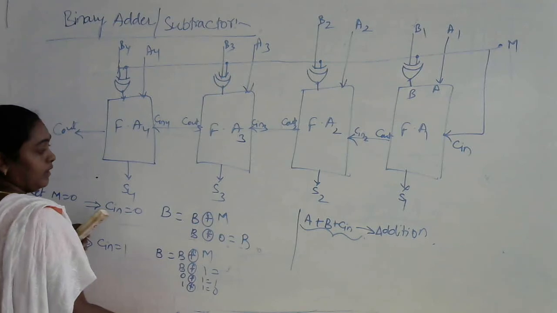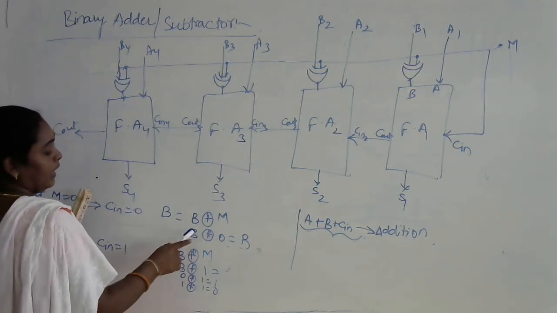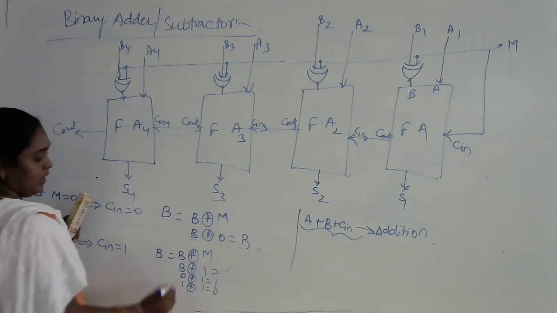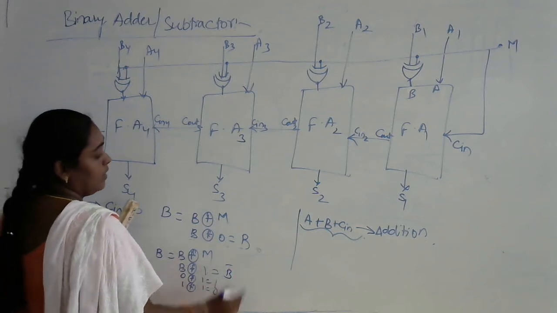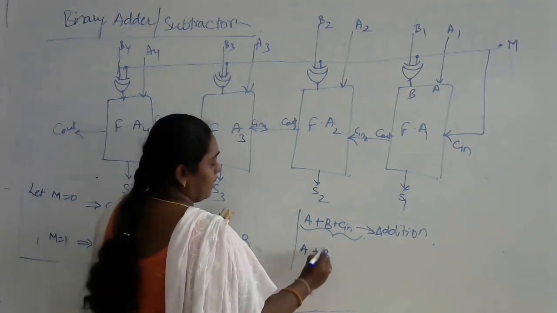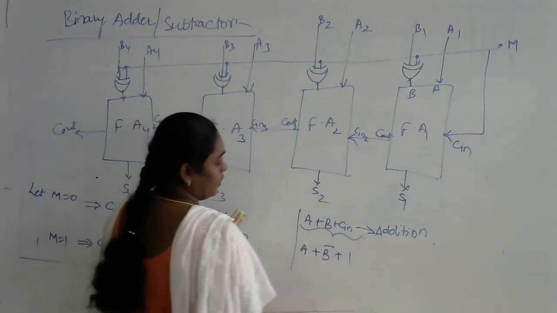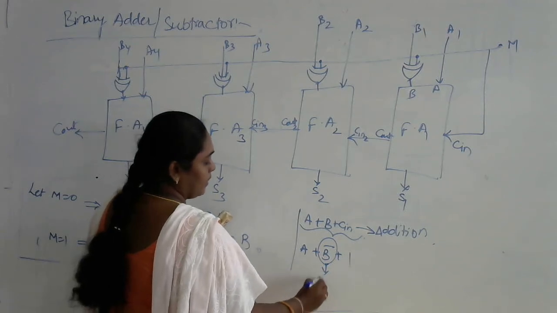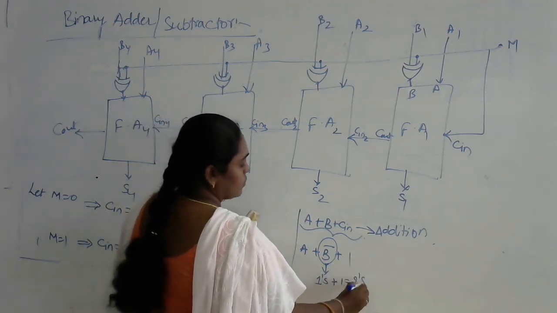We have already discussed the properties of an XOR gate. A XOR with 0 is A, and A XOR with 1 is A bar. So B XOR with 1 is equivalent to B bar. So here it is performing A plus B bar because of the XOR operation, as Cn is equivalent to 1. So B bar itself indicates it is performing 1's complement. 1's complement plus 1 is nothing but 2's complement.